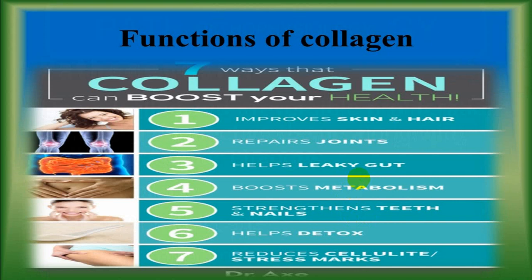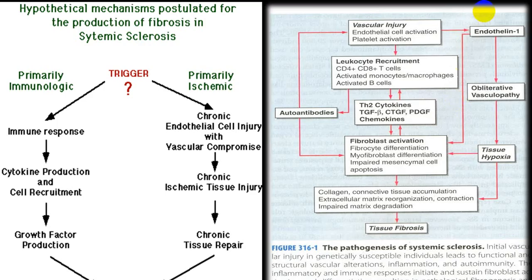There are some basic functions of collagen tissue. Because of abnormal proliferation, these are being disturbed. I'll show you one or two slides. There's some triggering factor which will give rise to immunological imbalance, which will give rise to immune response, cytokine production, cell recruitment, growth factor production, and fibrosis.